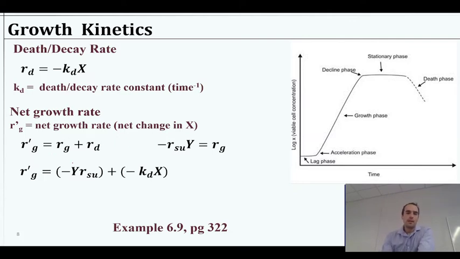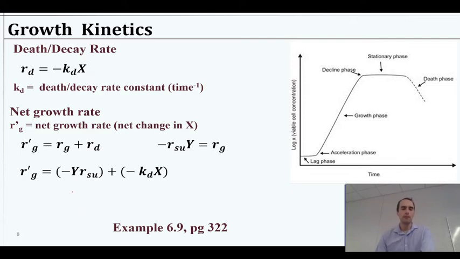Okay, so we can just say R prime of G then is equal to, and if we substitute, it can make sense sometimes to substitute our substrate utilization to get that in terms of substrate instead of in terms of our other factors, plus this negative death. Okay, so we have now a net growth rate equation in the form of substrate utilization and bacterial death. Okay, so that can be handy in a few different cases. Of course, we could just leave it R of G plus R of D.